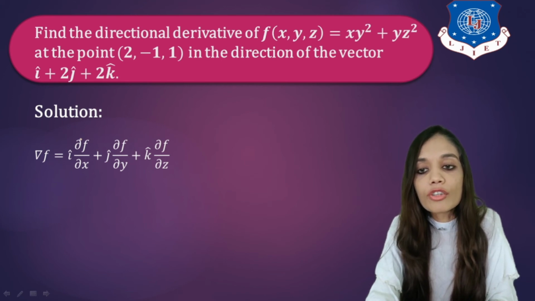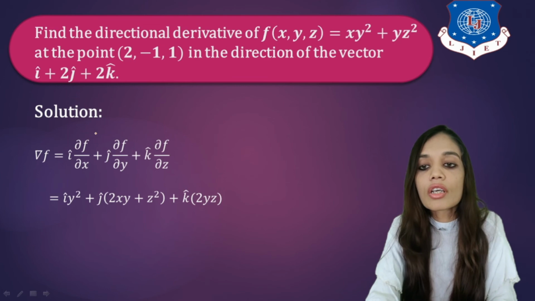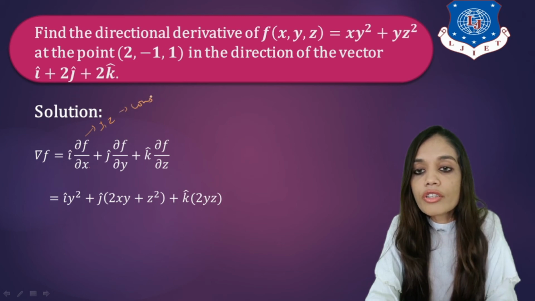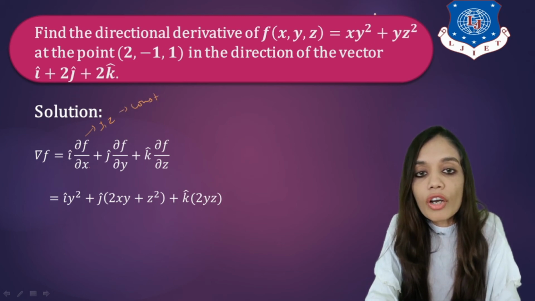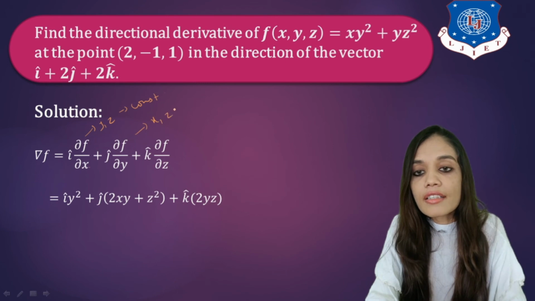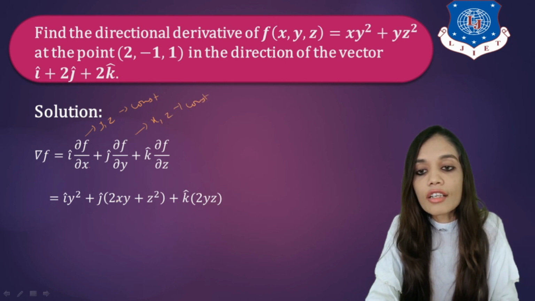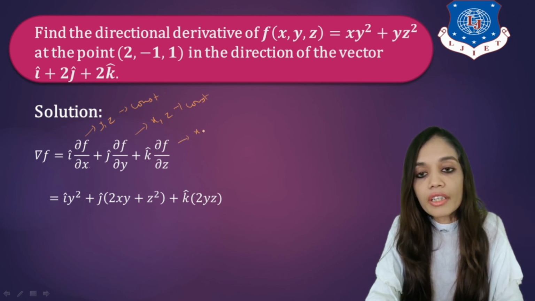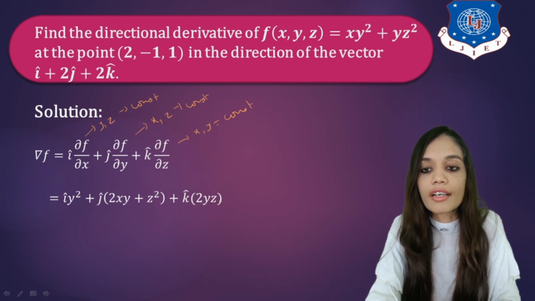Now let us find the values of our partial derivatives. Firstly, we will find del f by del x, keeping y and z as constant. So your answer will be y square. Now let us find del f by del y by taking x and z as constant. So your answer will be 2xy plus z square. And lastly, let us find del f by del z by keeping x and y as constant. So the answer will be 2yz, right?